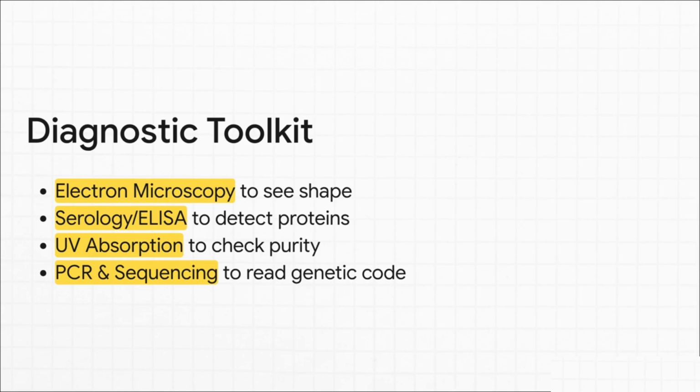We use microscopes to see its shape. We use tests like ELISA to hunt for its specific proteins. We use UV light to check our lab samples. And we use things like PCR to read its genetic code directly. Our whole diagnostic arsenal is built on this fundamental knowledge.